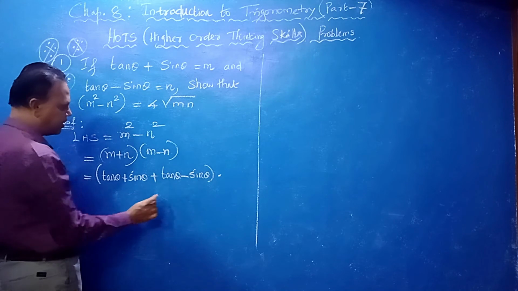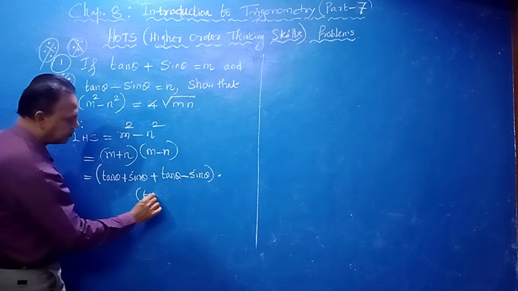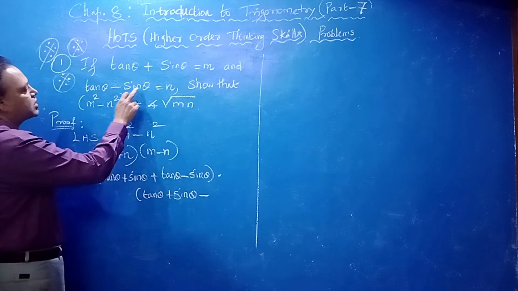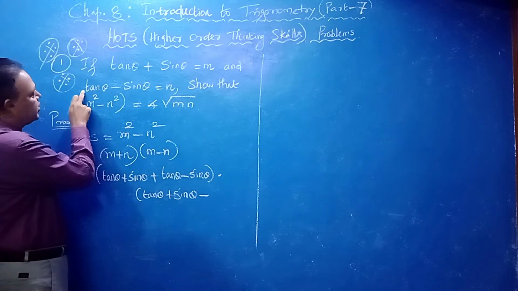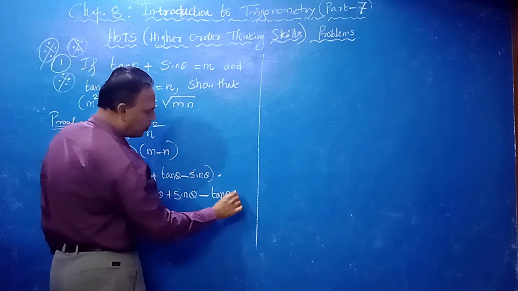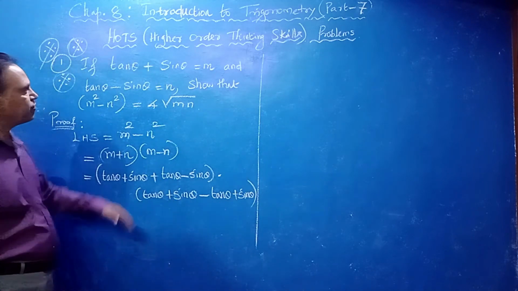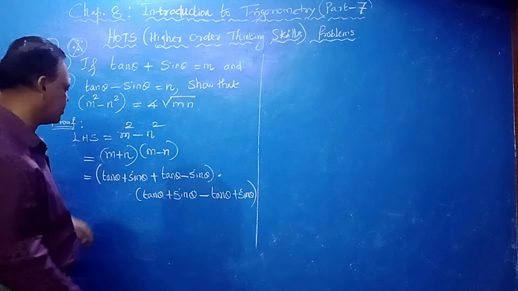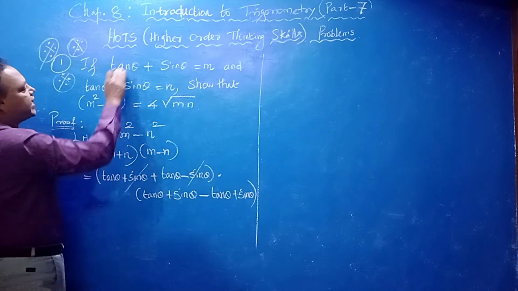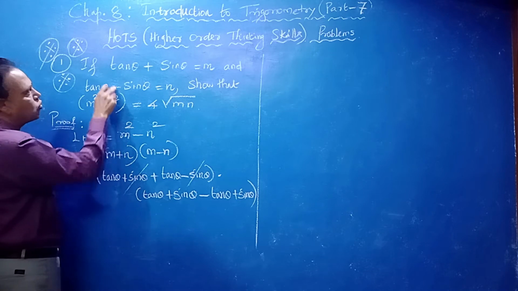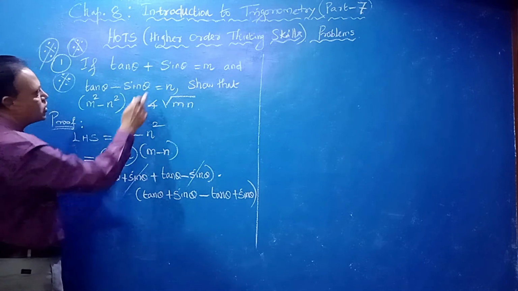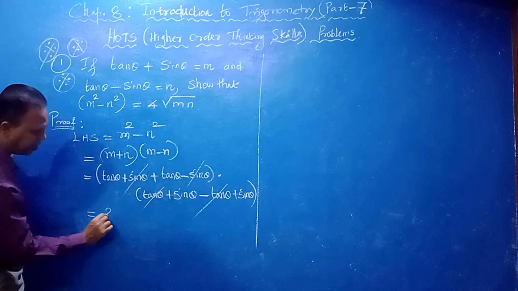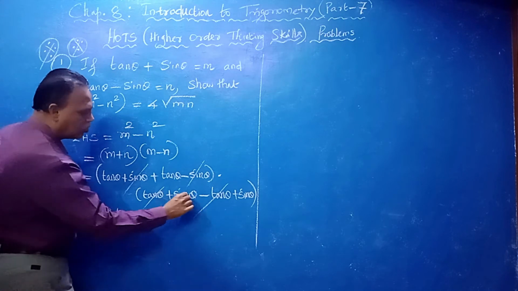M is again tan theta plus sin theta, minus of N. Minus of means you change the sign and write minus tan theta plus sin theta. First adding these two, sin theta gets cancelled, so you get 2 tan theta. Now subtracting means you change the sign, minus plus. So tan theta cancels, sin theta plus sin theta is 2 sin theta. So you get 2 tan theta into 2 sin theta.